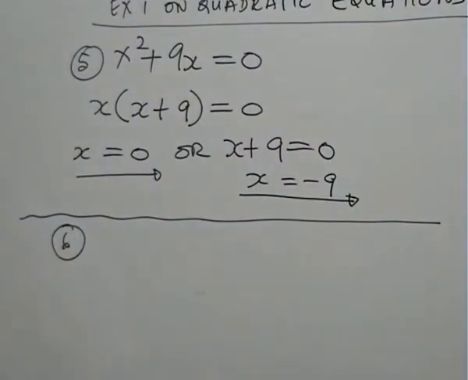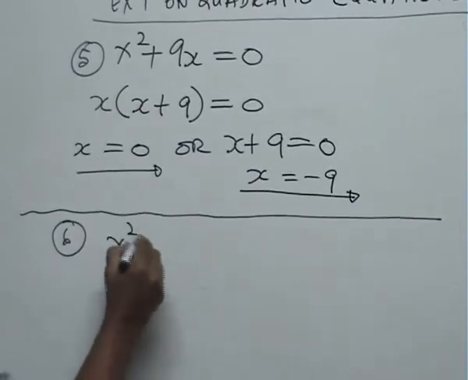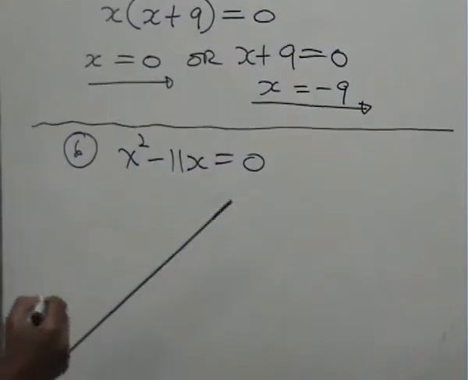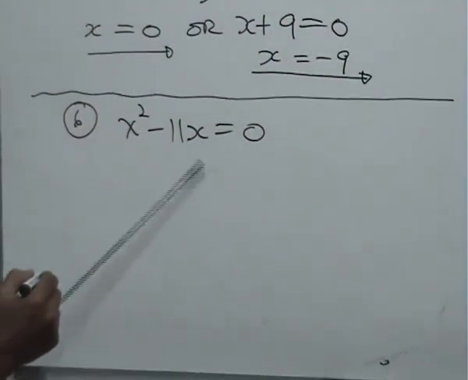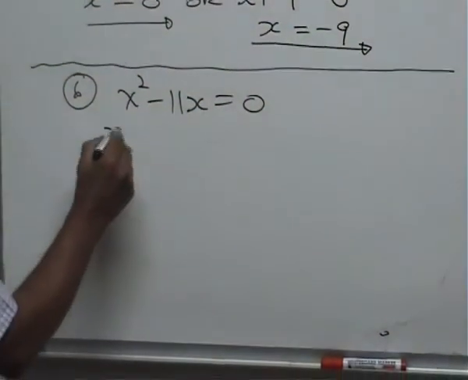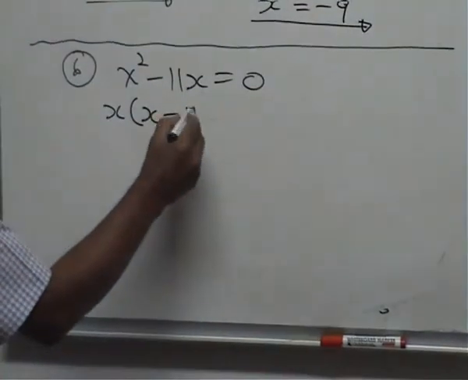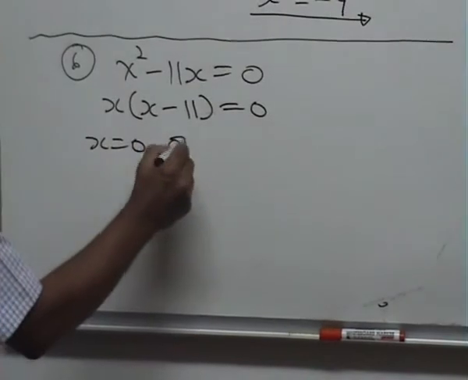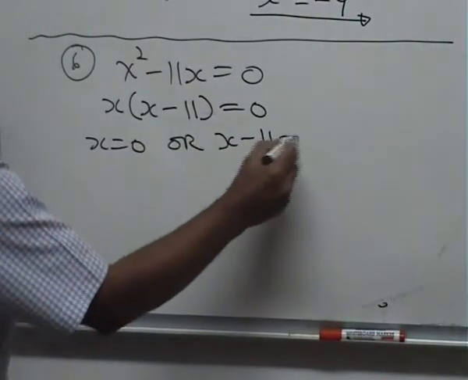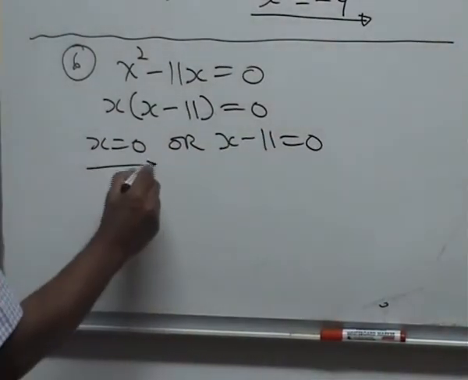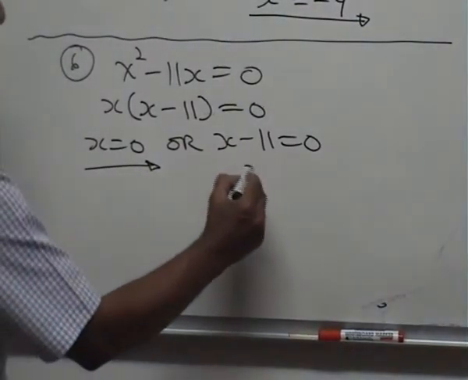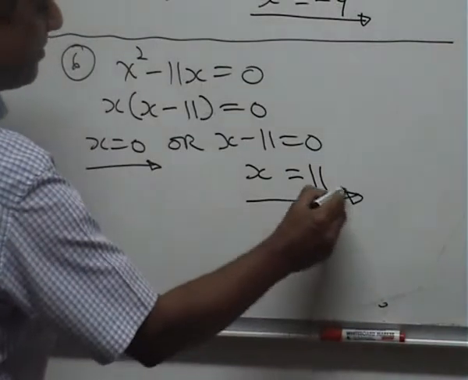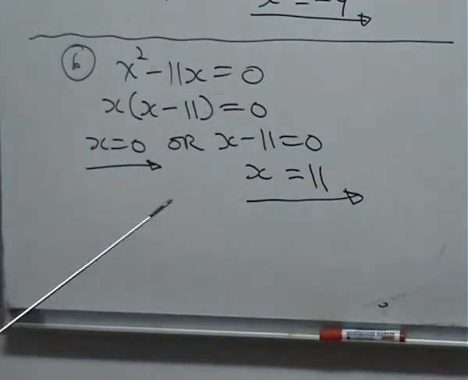Let's look at number 6. X squared minus 11x is equal to 0. The equation is in standard form. Factorize. In this case, you have to remove common factor. Make each factor equal to 0. This is already solved. Just have to solve here. Minus 11 becomes plus 11. That's number 6.